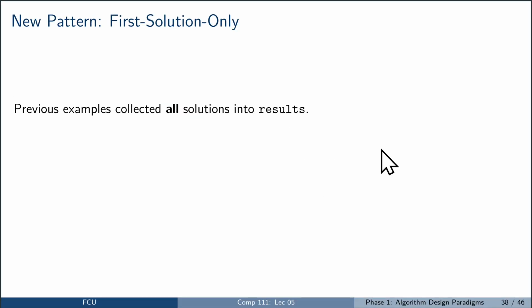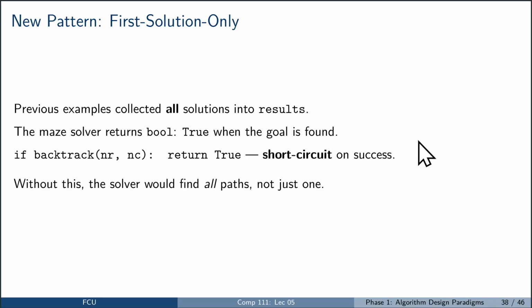Well, one new pattern that we can see here, previous examples collected all of the solutions into a results list, but maze solver returns a Boolean instead. So true for goal found and false for a dead end. So that's the key line. If backtrack on your new row and new column returns true, you simply don't recursively find other solutions, and then you return at that point. You don't keep on searching.